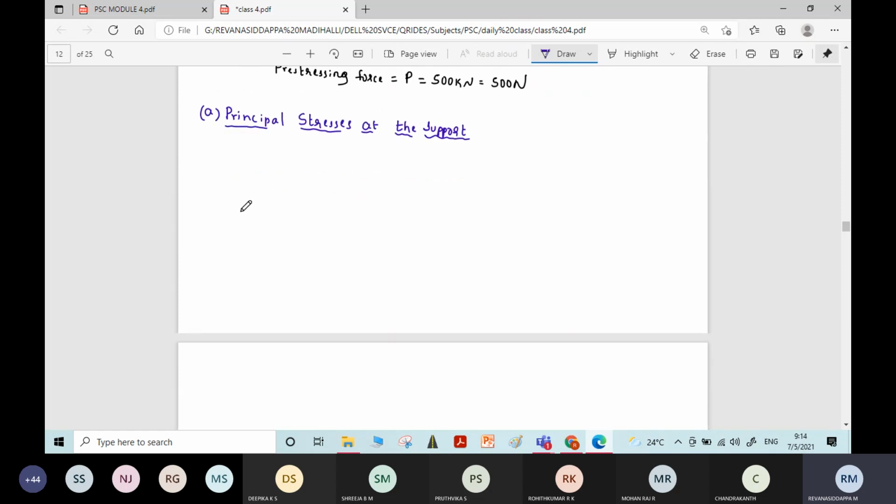Okay, so we know the formula for finding the principal stresses, that is sigma max or sigma min is equal to (fx plus fy) divided by 2 plus or minus half of root of (fx minus fy) whole square plus 4 tau v square. Okay, you find one by one.